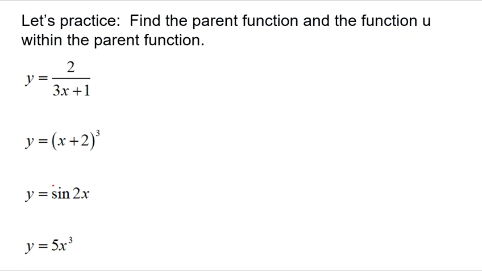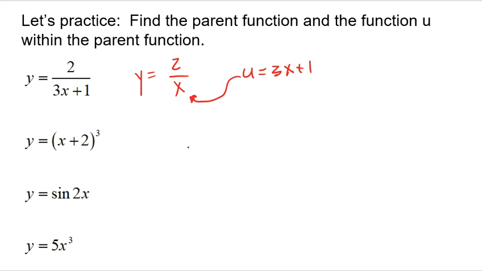So for these 4 examples, I want us to write down what's the parent function and then what's u that goes into that function. So in this first case, the parent function would be 2 over x, and then we're letting u be 3x plus 1. So we're literally taking this function u and plugging it in for x, and that's what creates the function 2 over 3x plus 1. So 2 over x is a pretty generic standard function. It's not too complicated. But when we take another function, 3x plus 1, and plug it in there, it does become a little bit more complicated.